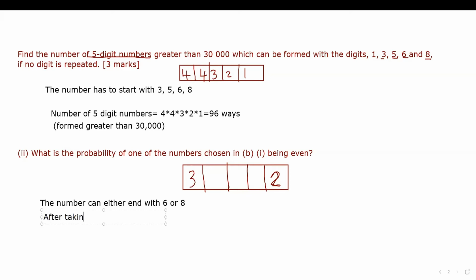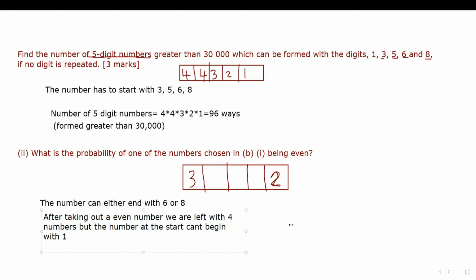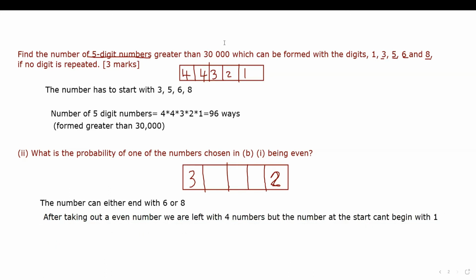After taking out an even number, we are left with 4 numbers, but the number at the start can't begin with 1. It can't begin with 1 if it's bigger than 30,000. So that leaves us with 3. Now we have 3, we can put 9, then 2 and then 1. So 3 times 3, 9. 9 times 2, 18. 18 times 2, 36.